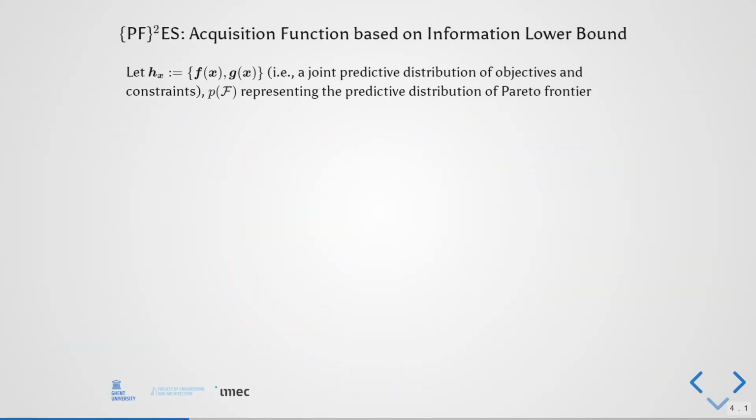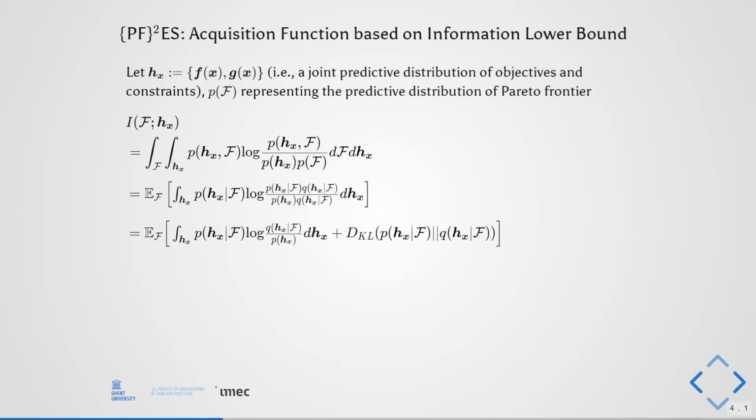By making use of h of x, representing the joint predictive distribution of the objectives and the optional constraints under the Gaussian process, and p of F, representing the predictive distribution of the Pareto frontier, the PF2ES acquisition function builds on the mutual information between the Pareto frontier distribution and the joint distribution here. By subsequently plugging in an additional term q here, we can write down this mutual information explicitly with respect to a KL divergence term.